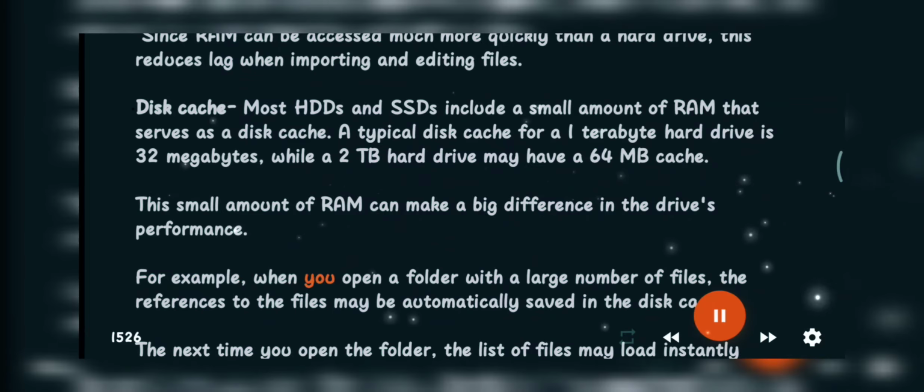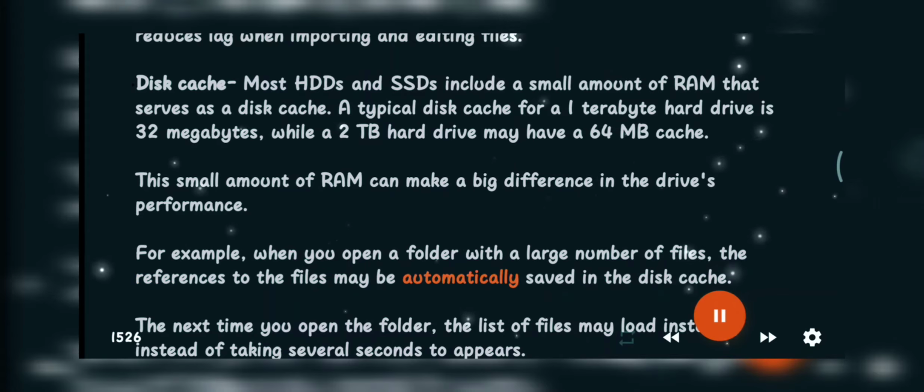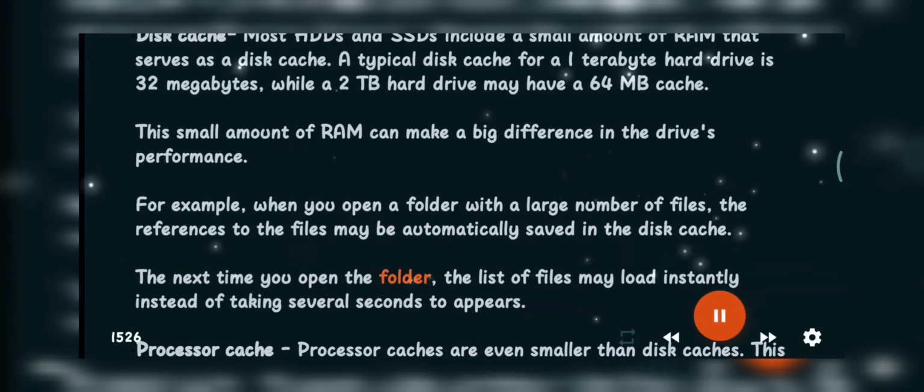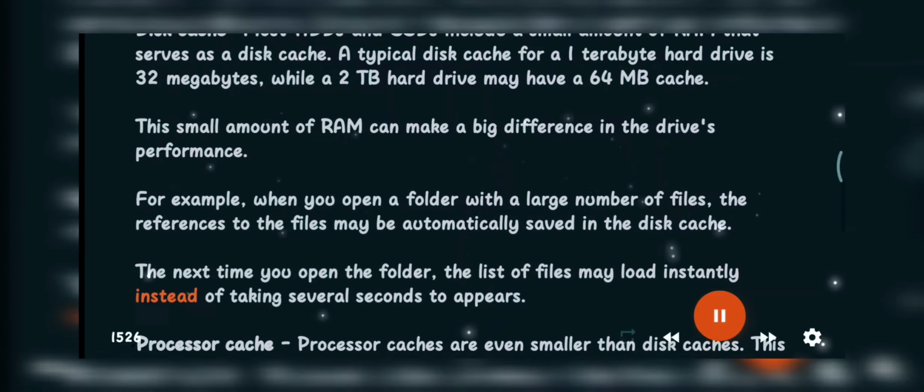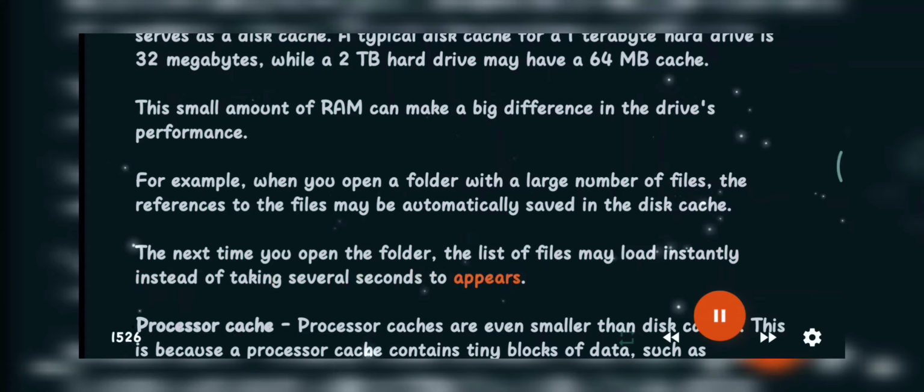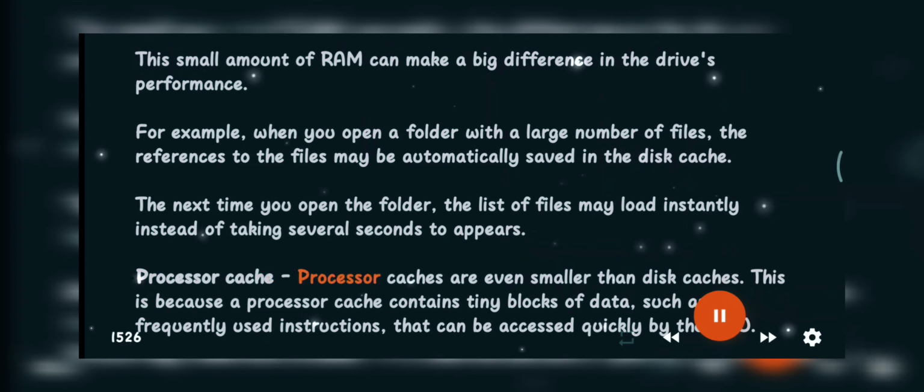For example, when you open a folder with a large number of files, the references to the files may be automatically saved in the disk cache. The next time you open the folder, the list of files may load instantly instead of taking several seconds to appear. Processor caches are even smaller than disk caches.